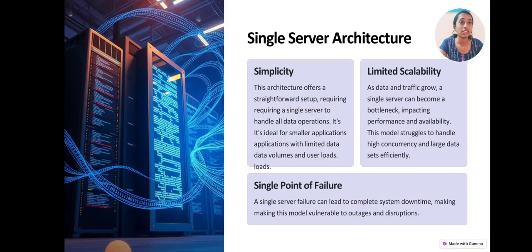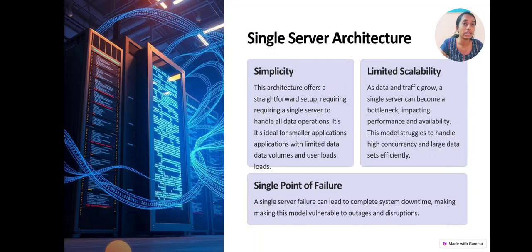First is single server architecture. The properties of this single server architecture are its simplicity, limited scalability, and single point of failure. Simplicity. This architecture offers a straightforward setup requiring a single server to handle all data operations. It's ideal for smaller applications with limited data volumes and user loads.